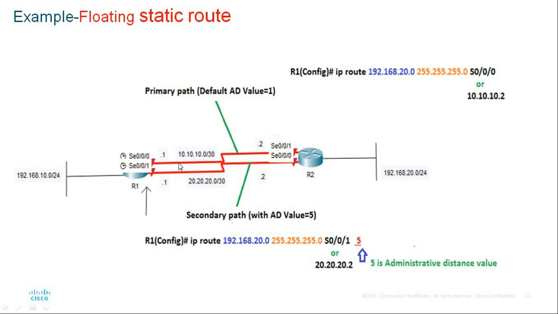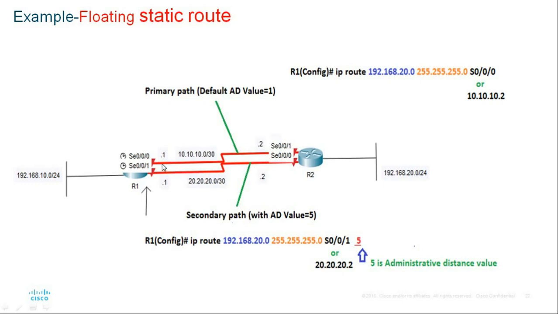How will we decide this is the primary path and this is the secondary path? At that time, the administrative distance comes into the picture. So this is the primary path, this is the secondary path. This secondary path is also called the backup static route, or floating static route. So floating or backup static route.